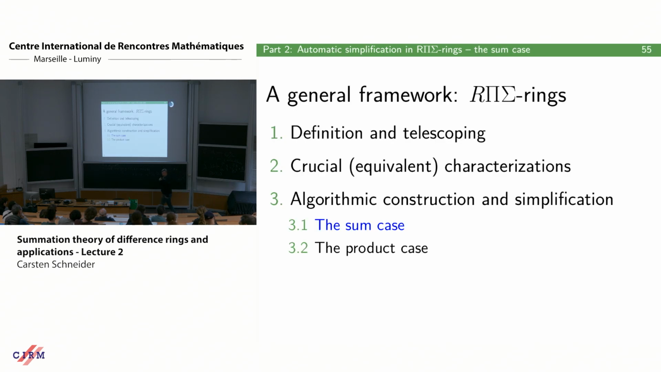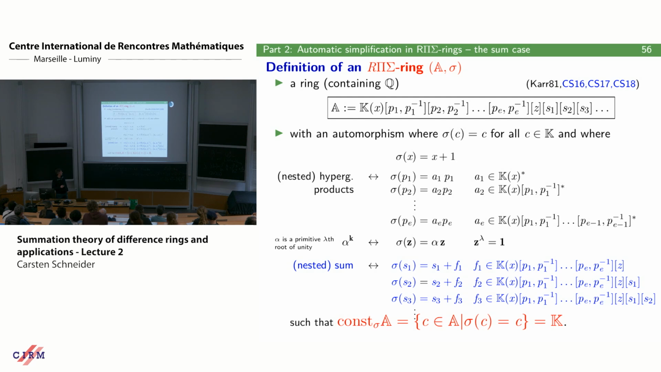Okay, now we are ready to show examples soon. I want to show you how to construct a difference ring such that the constants remain unchanged, and there you will also see a counterexample where it fails. Let's look first at the sum case. The sum case is easier.